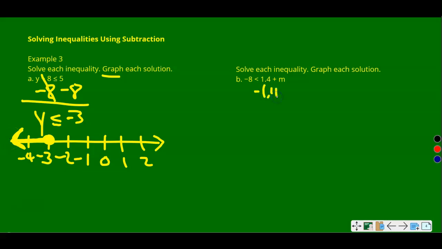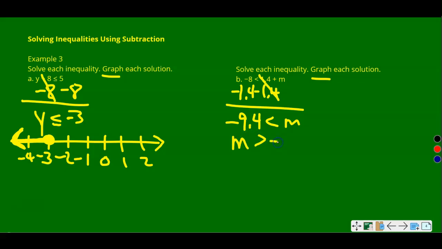The B part says negative 8 less than m plus 1.4. So I'm going to subtract 1.4 from both sides. Negative 8 minus 1.4 will be negative 9.4. Bring down my less than and bring down my variable because the 1.4's cancel on the right. It says solve and it says graph. So again, I'm going to switch my variable to the left. It just makes it easier to see that m is greater than. That way it helps you shade in the right direction.